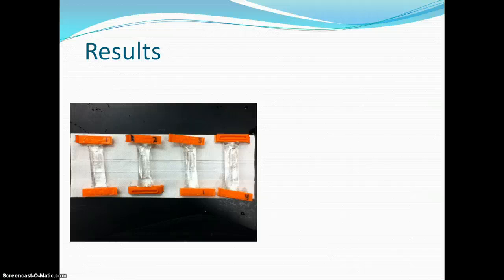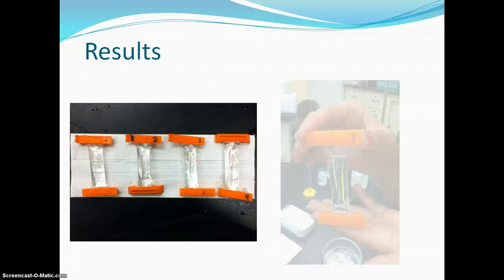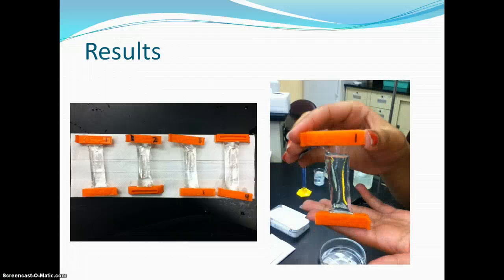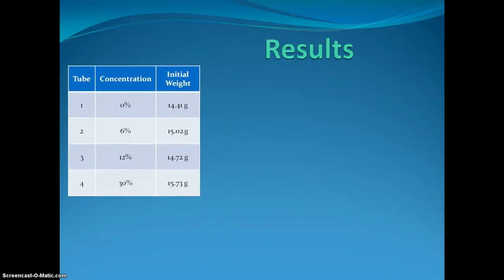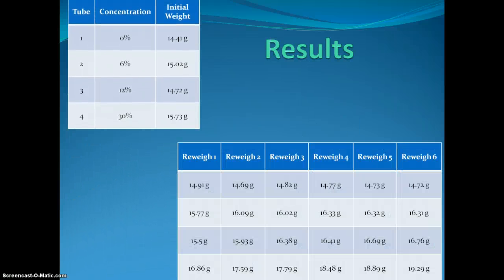The first picture here shows what the dialysis tubes look like after the experiment. The second picture provides a close-up of the first dialysis tube. After weighing each dialysis tube at increments of 10 minutes for an hour, we had our results as displayed in these tables. So the first table shows the tube number, concentration, and initial weight, and the second table displays the 6 reweighings of all 4 test tubes in order.